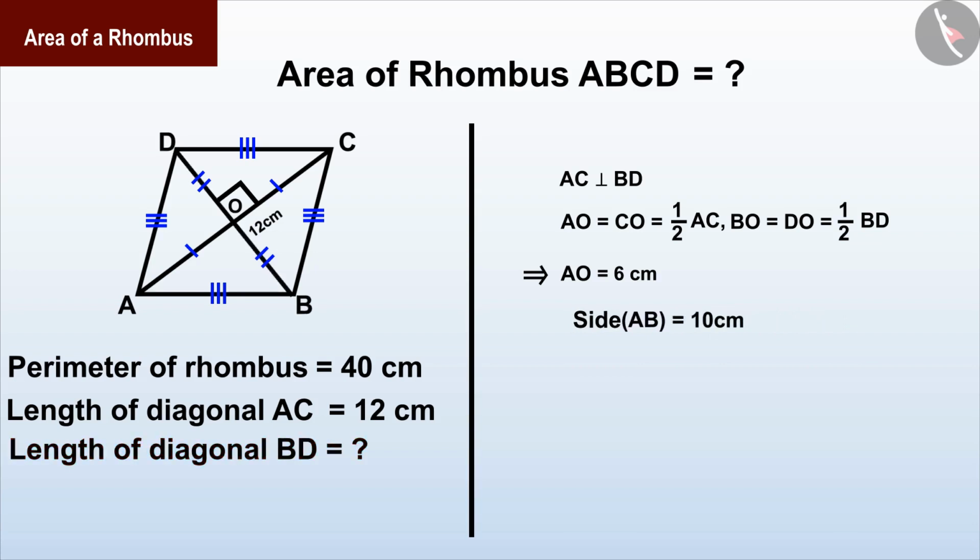To find the area, the value of diagonal BD is required. But how will this happen? BD is double of BO. So, if we somehow find the value of BO, we can find the value of BD. Now, can you tell how to find the value of BO?